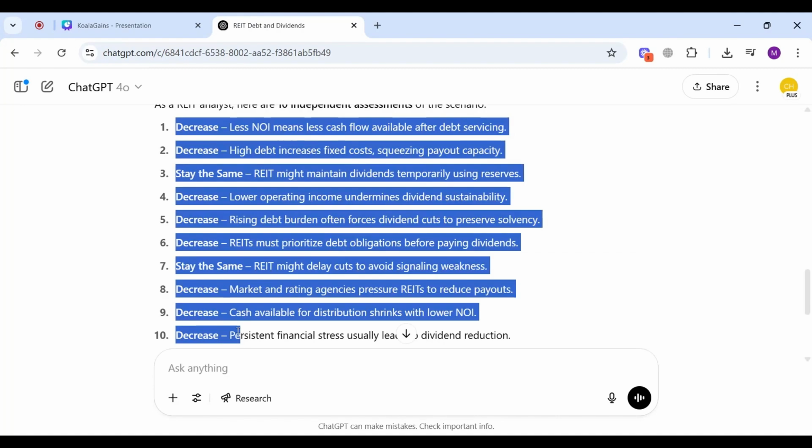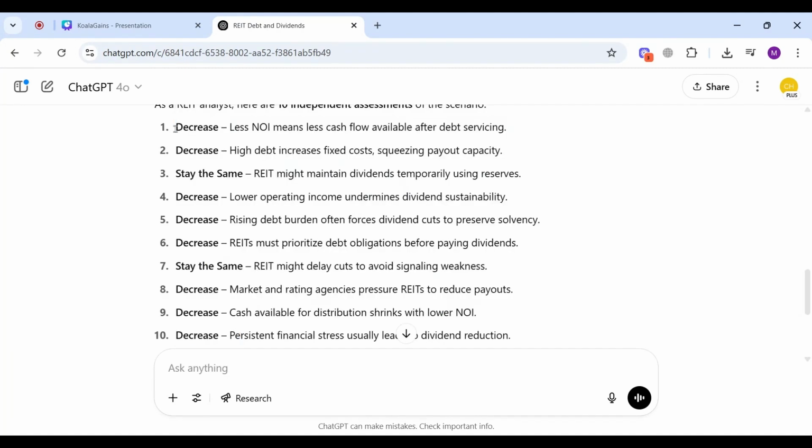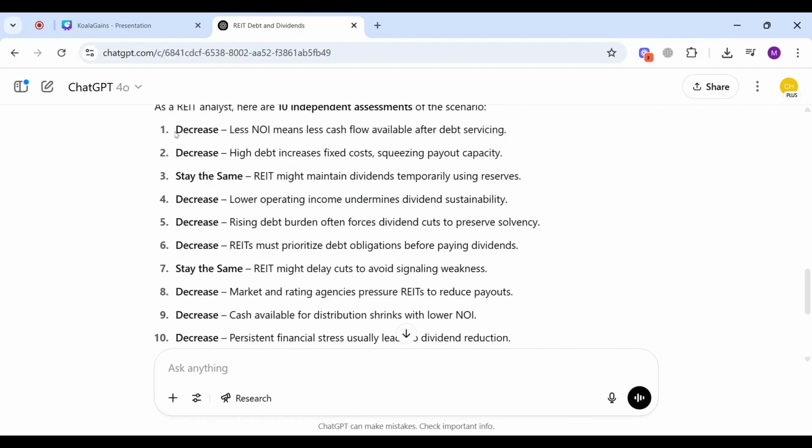It generated 10 answers for us. The most common answer we see in these 10 is that the dividend payout ratio will decrease. Only twice does it say that the dividend payout ratio will stay the same. Now we can confidently say that the dividend payout ratio of a REIT will decrease whenever its debt is increasing and its net operating income is decreasing.